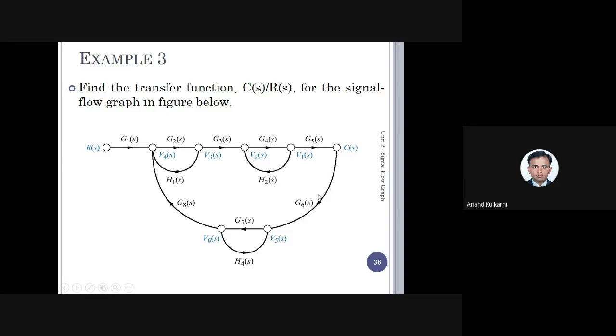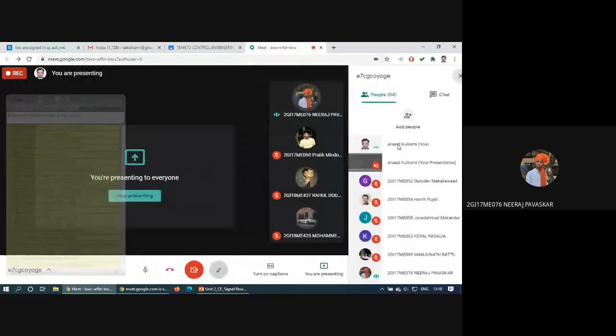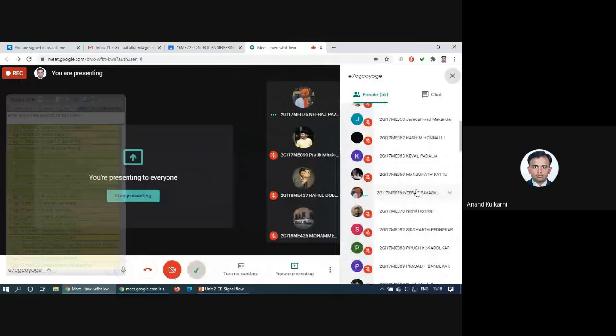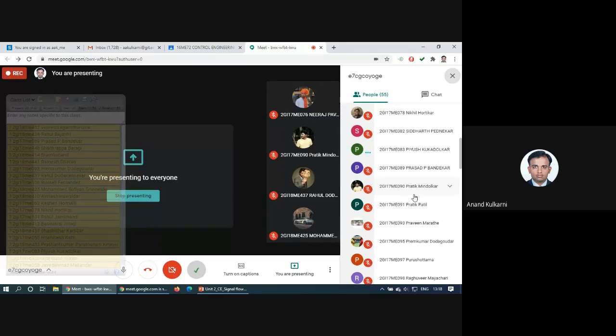Okay, have you noted down this problem, everybody? Just a second. Piyush Kudolkar, have you noted down this? Prasad Bandekar, have you noted down the problem? Prem Kumar Dodgaudar, have you noted down?